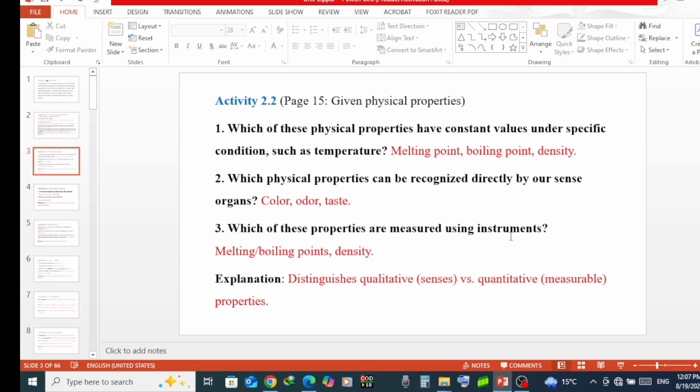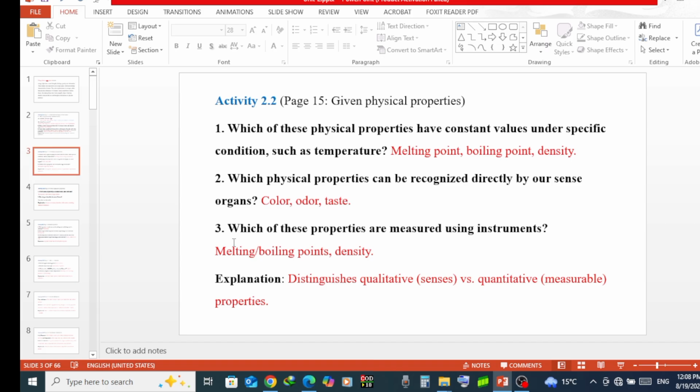Most probably it is a thermometer. Therefore, we can use a thermometer for measuring melting point and boiling point. Density can also be measured. Therefore, these are things which can be measured using instruments. For further information, you can ask your teacher in the real classroom and you can refer to other materials.